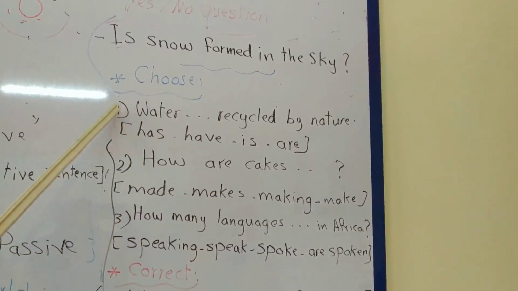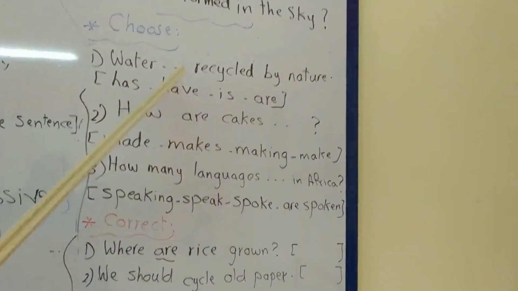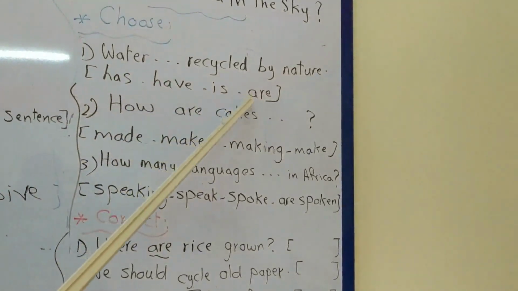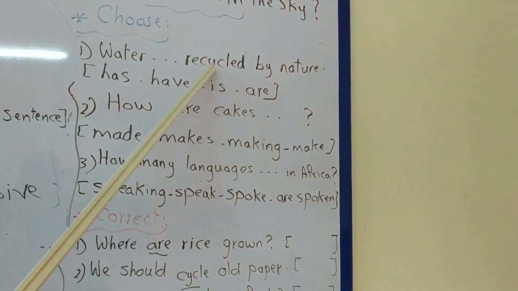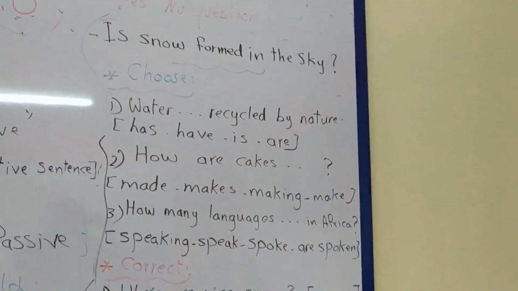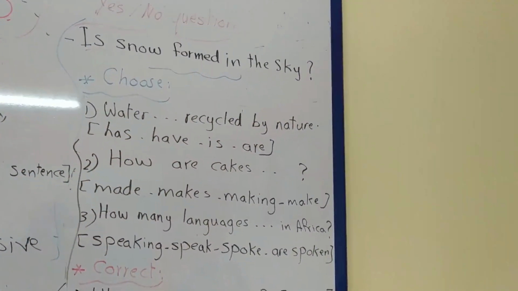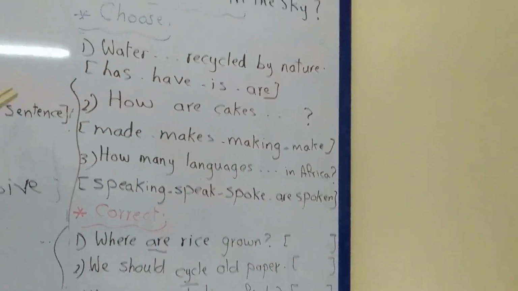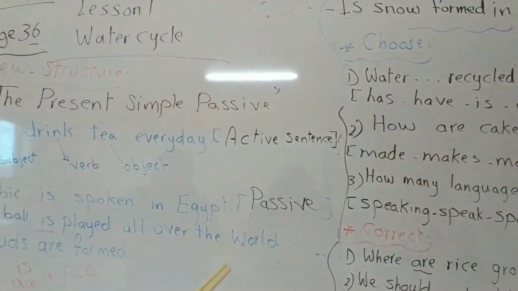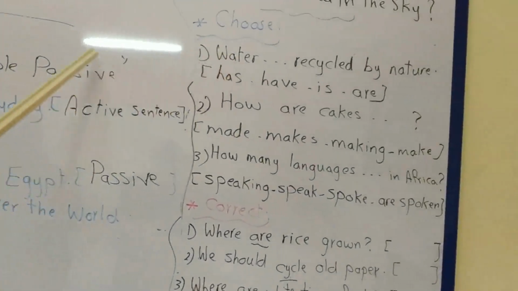Number one: water is recycled by nature. Has, have, is, or are? Of course, we put is. Why? Because it's a present simple passive. When we speak about science, of course we use the present simple. And this sentence is in passive.